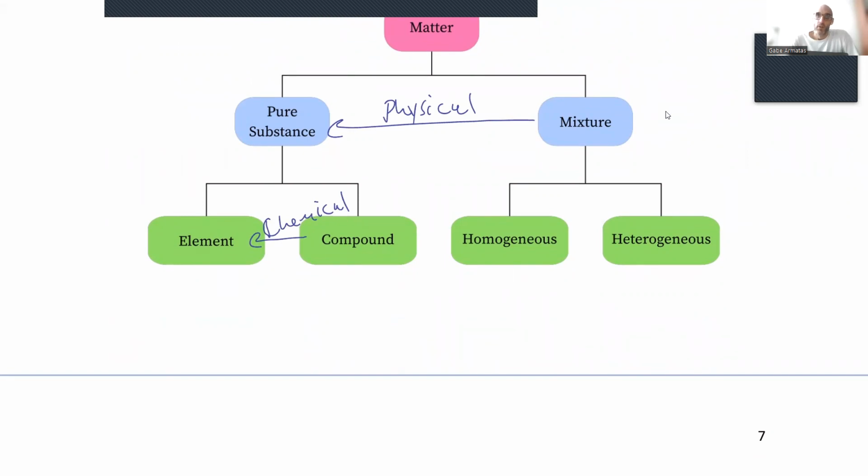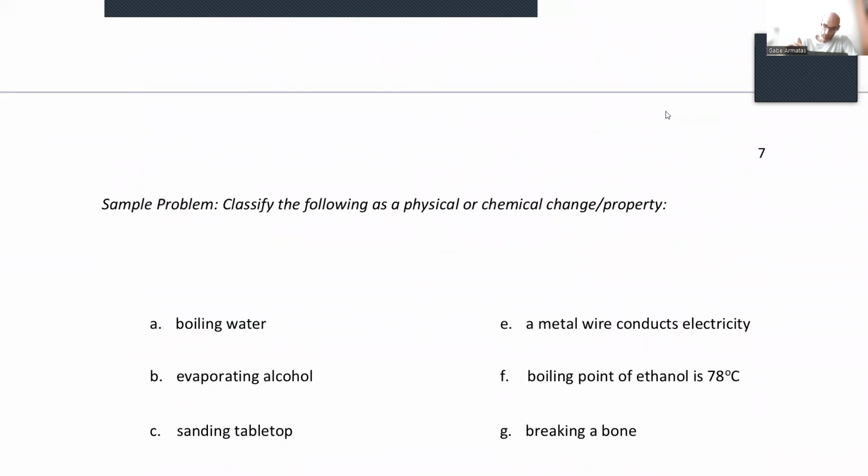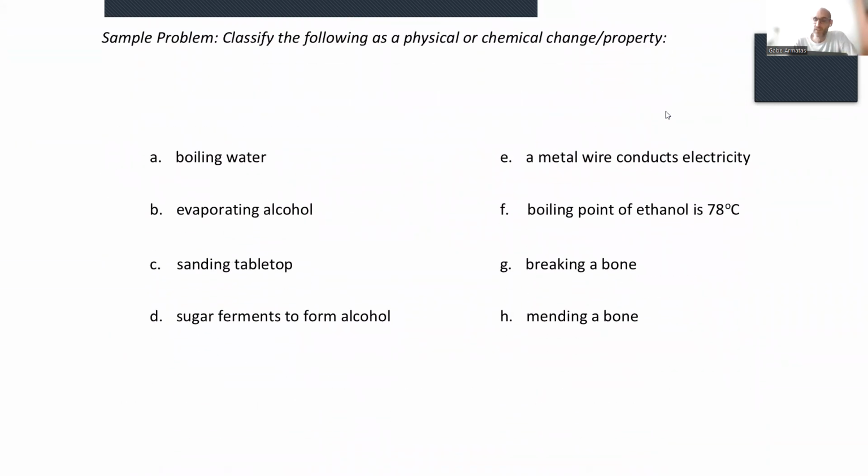Okay, good. So classify the following as a physical or chemical change or property. We're going to talk about the differences between property and change, but for the most part, just tell me, is it physical or is it chemical? That's all I really want to know. I don't really care about the change or property part. That's not as important. It's just, do you know if it's a physical or a chemical change or a property? Physical or chemical? That's what we're looking for.